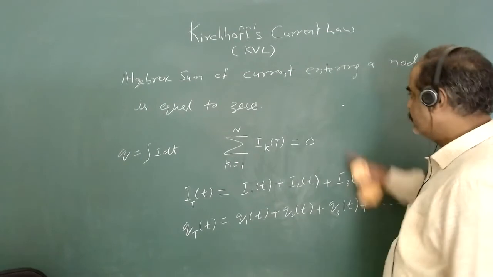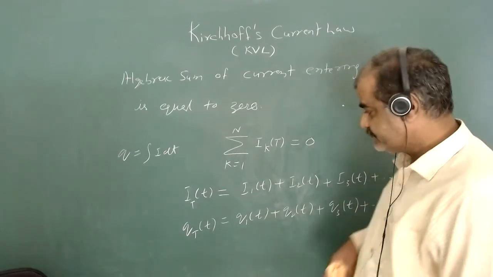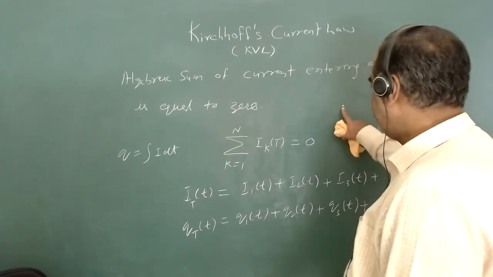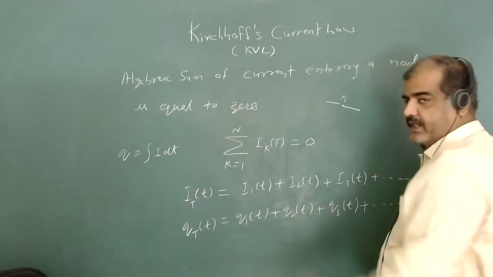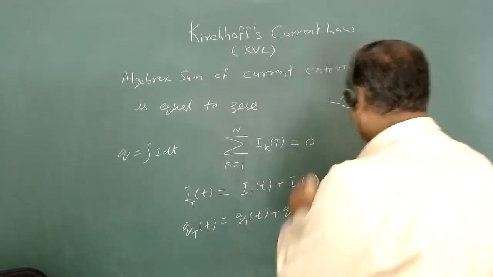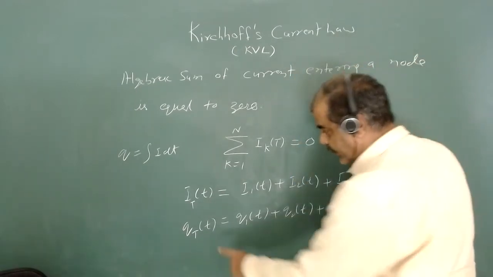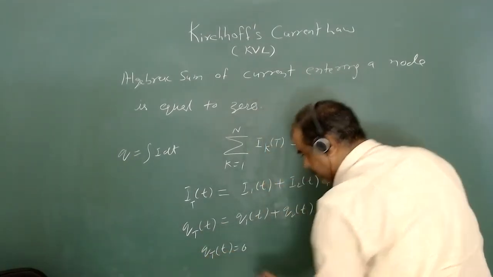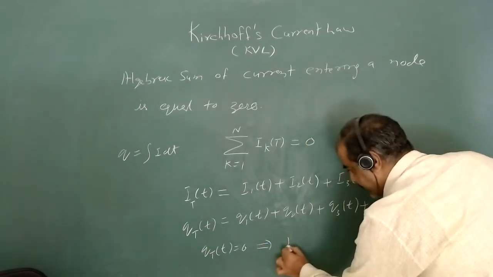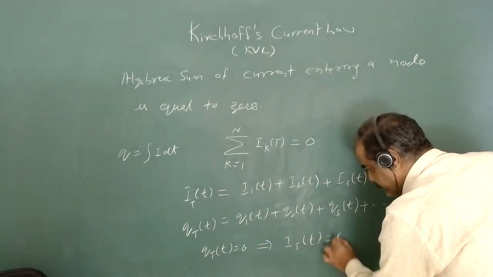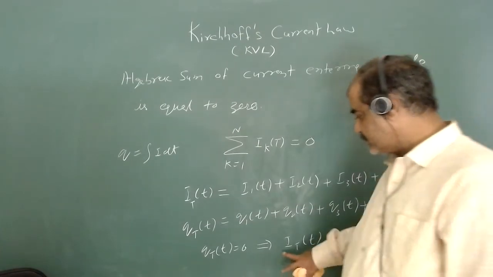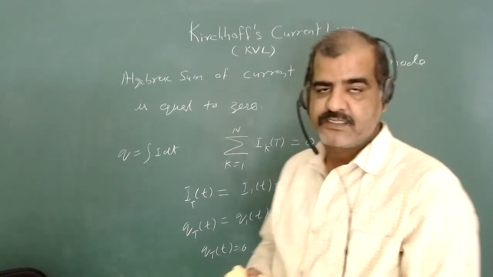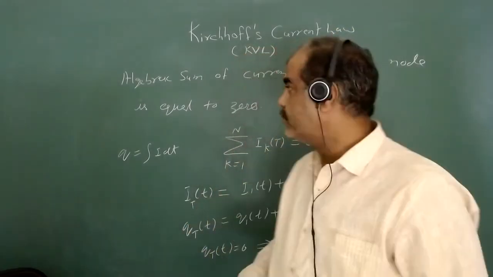Now from charge conservation, the charge at a node must not change. That means this node will not store any charge, so the total charge at a node should be 0. If I put Q(t) equals 0, this implies i(t) equals 0. So this validates our statement that the algebraic sum of currents at a node should be 0.